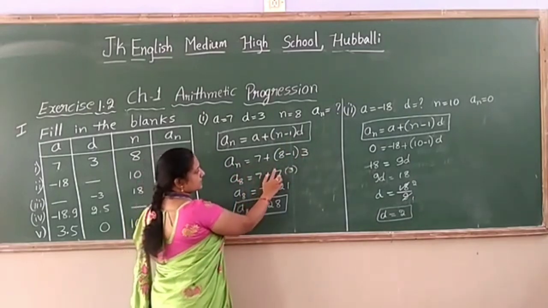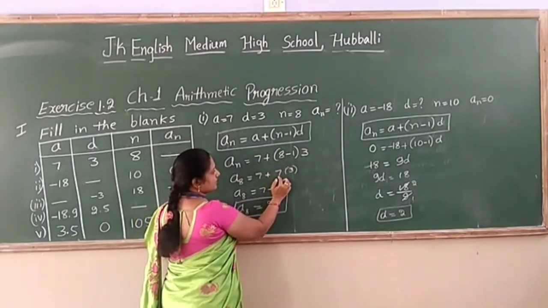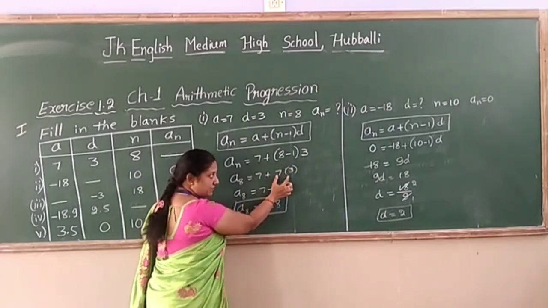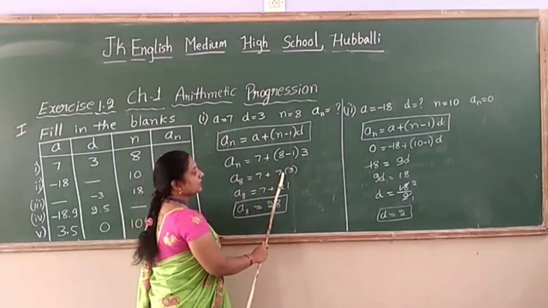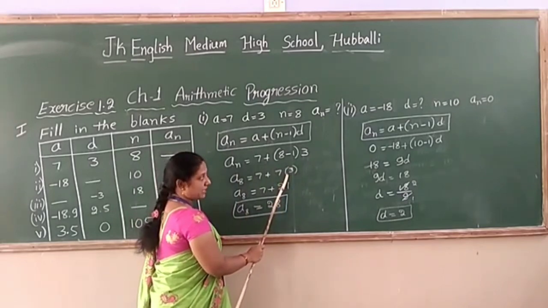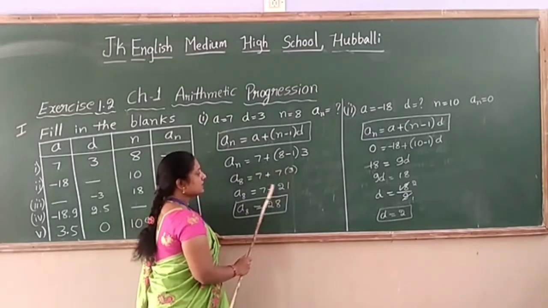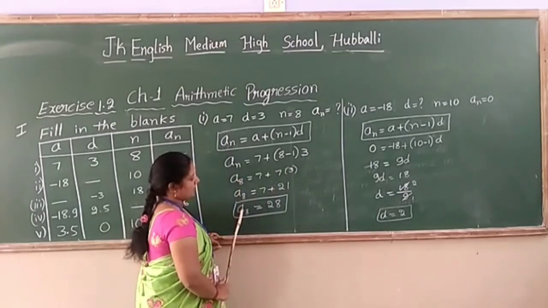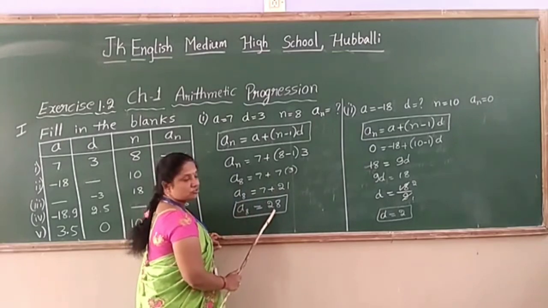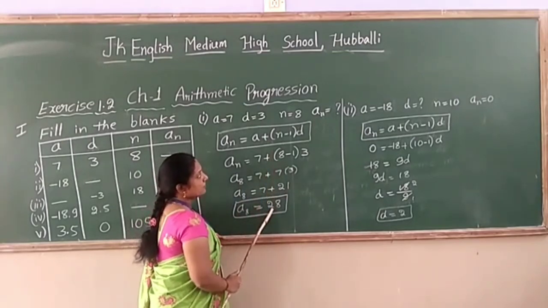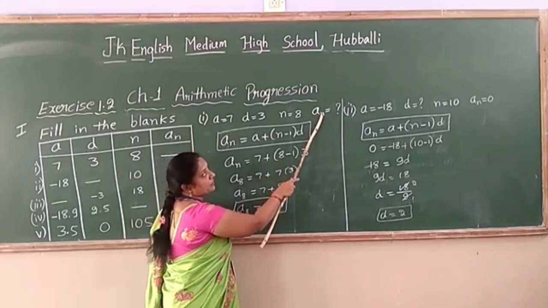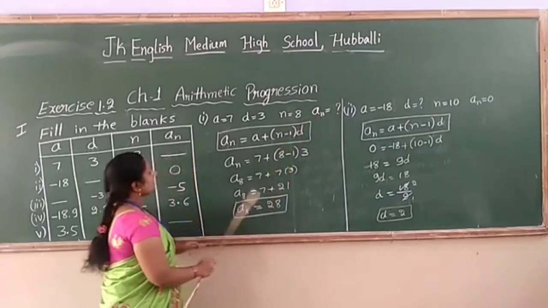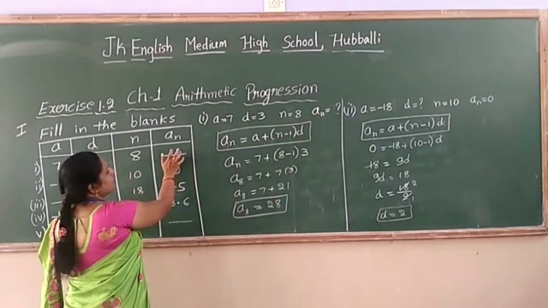So substitute and simplify. 8 minus 1 is 7. 3 into 7. Be careful. No sign in between these two numbers and a bracket means it represents a multiplication sign. So 7 3s are 21. Then the n value is 8, so it becomes the 8th term of the AP. So the 8th term value is 28. We got the value of the 8th term of this AP. They told us to find an, that is a8, because the n value is 8. So we got 28, which means we have to fill in 28 here.